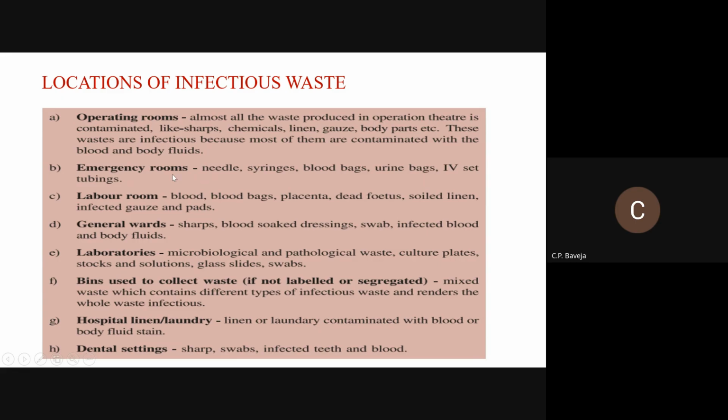Then comes the emergency rooms. In emergency room also you find that needles are used, syringes are used, blood bags are used, urine bags are used, IV set tubings are used. All become infectious because these are used on the patient. Then labor room. In labor room also you will find the same thing. Blood bags, blood may be there. And especially you will find placenta may be there because deliveries are going on in the labor room, and dead fetus may be there, and soiled linen may be there, and infected gauze and pads may be there.